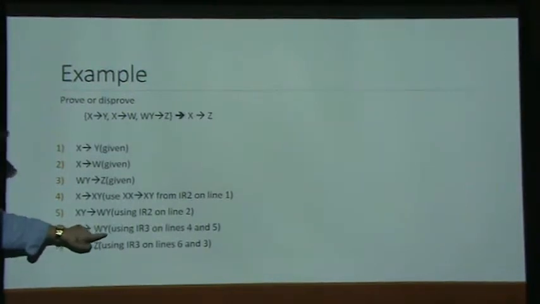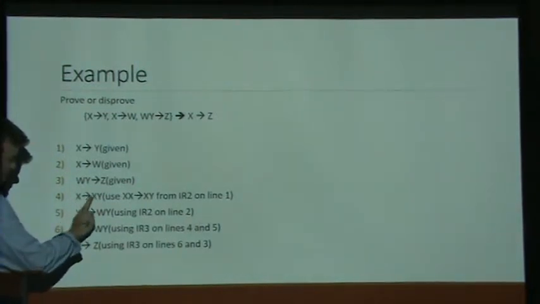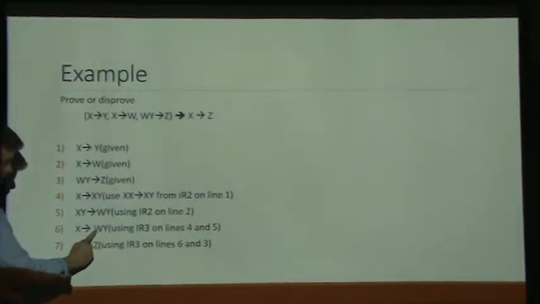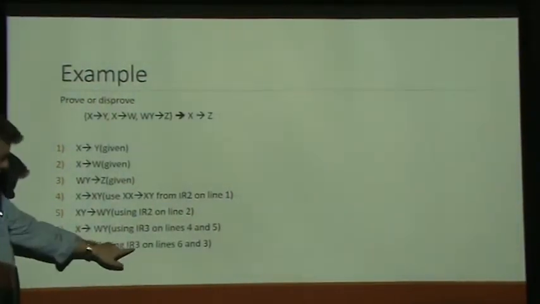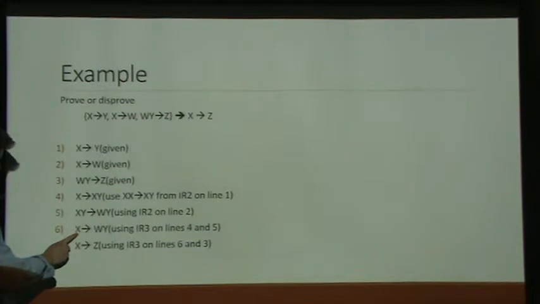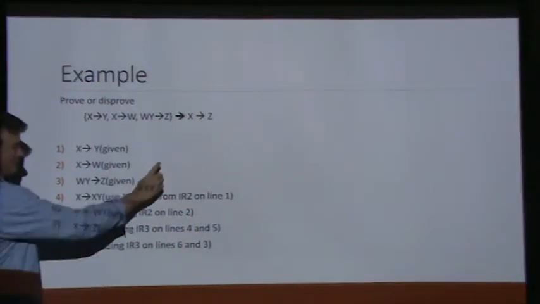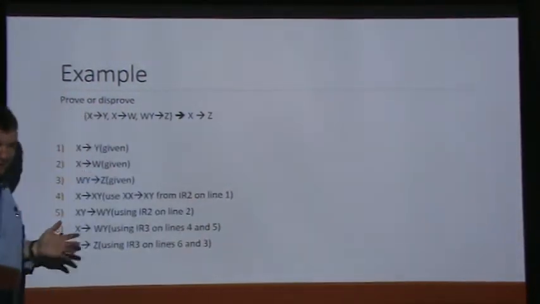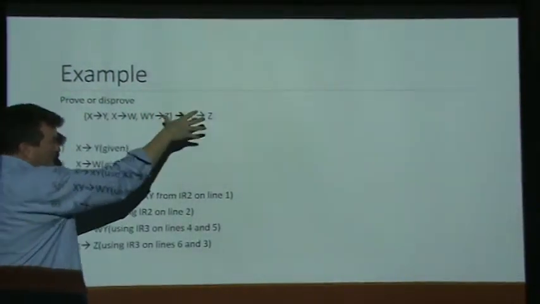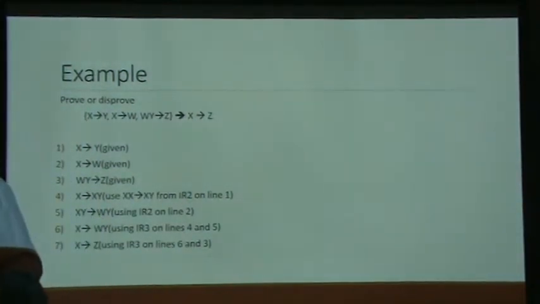And then X gives us WY by using the third rule on lines 5 and 4. So if X gives us XY and XY gives us YW, then X will give us YW. So this is also true about our table. And then using rule number 3 on lines 6 and 3, combining these two together, X gives us W and WY gives us Z, so therefore X gives us Z. So yes, this is a true statement also about our table. So the idea is basically if you have a set of rules about your table, you might be able to learn more rules about your table. And the more functional dependencies we know, the more we have to take into account when we go to split up our table.